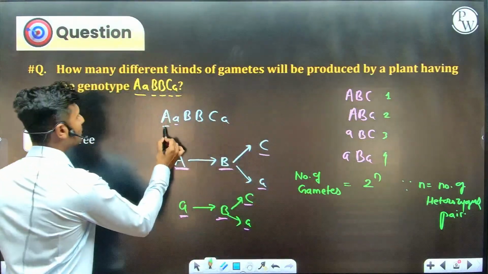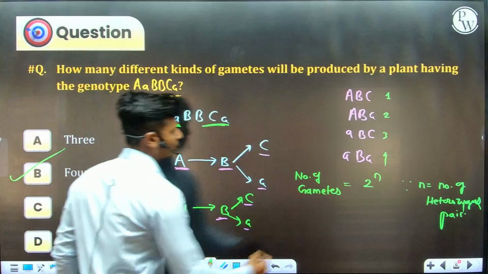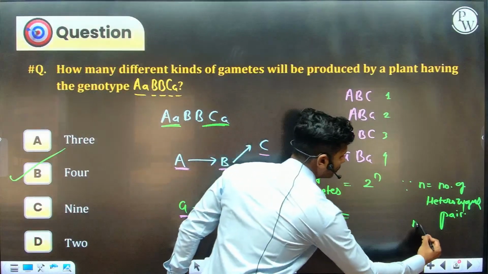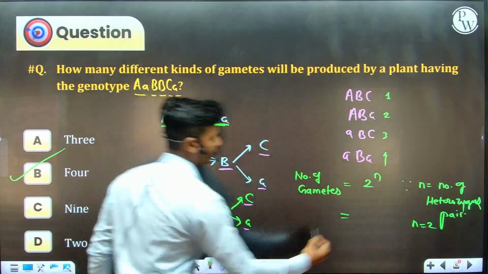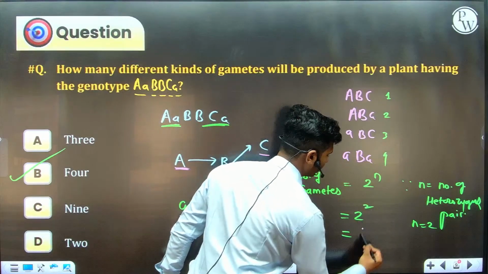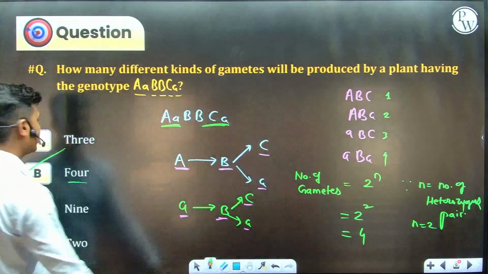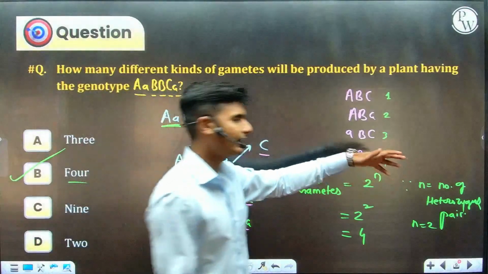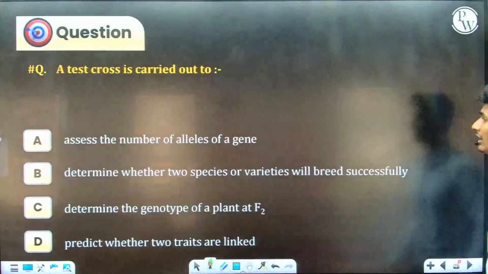How many heterozygous pairs? 1, 2. So n is equal to 2 in this case. 2 to the power 2 is equal to 4. 4 is the correct answer. By any method you can calculate. I hope you understood this question. Let's go to another.